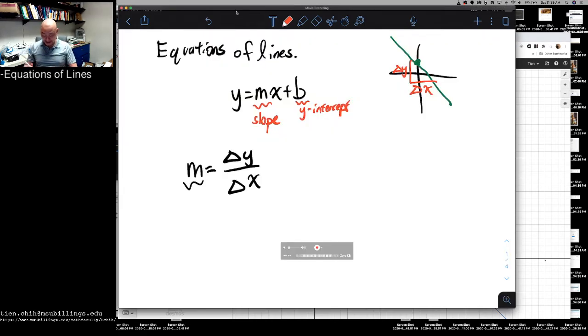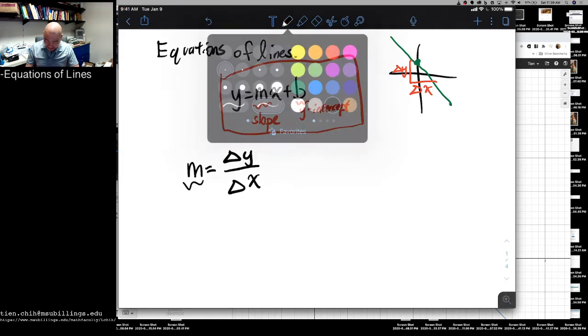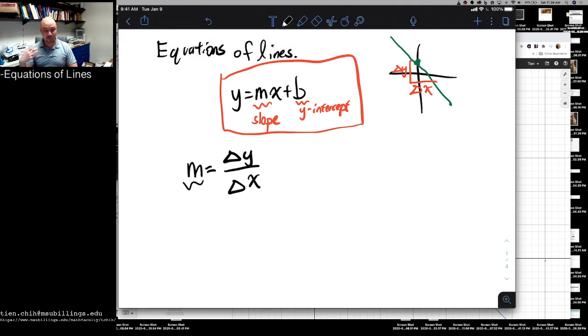So we'll see this y equals mx plus b form as the most standard because it's the easiest out of which to compute the y values given some x value.